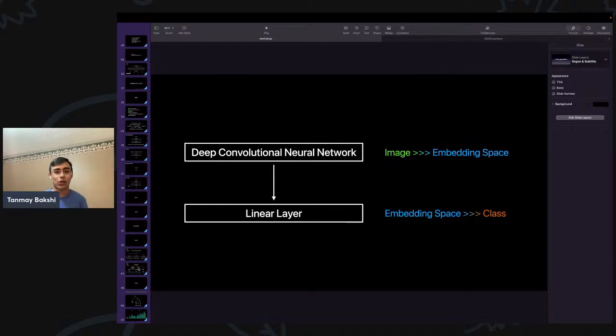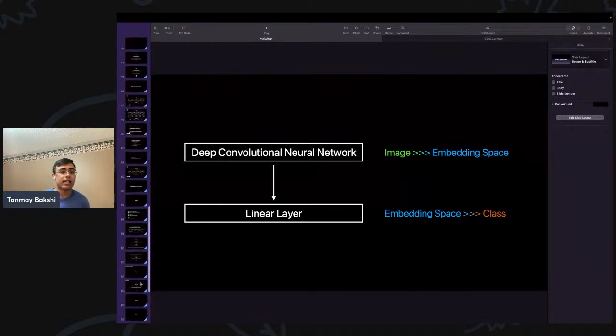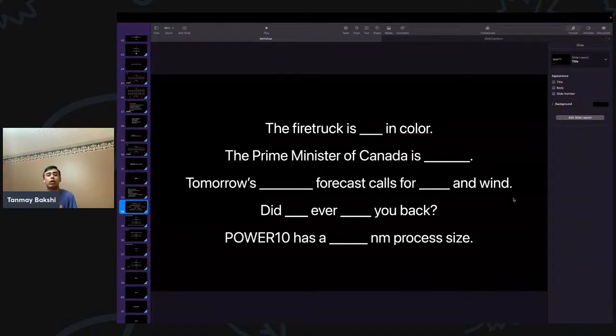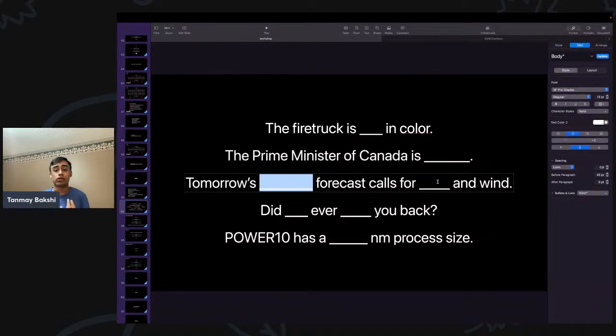Effectively, the way that it's trained is by using fill in the blanks. So you'll give it a sentence, like, for example, the fire truck is blank in color, or tomorrow's blank forecast calls for blank and wind, right? And the neural network is going to predict what these fill in the blanks should be, right? What are the words that were removed from the original sentence?